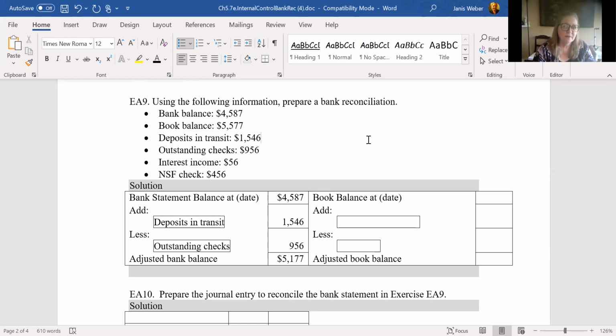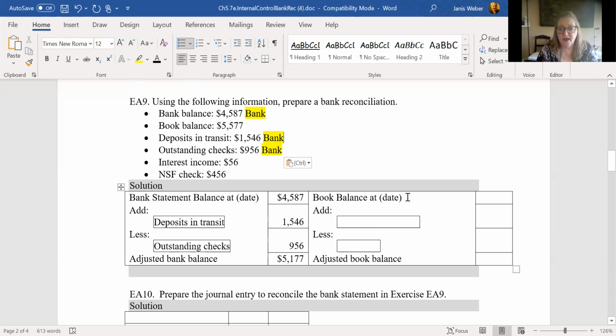So now we're going to reconcile the book side and see if we come to the same number. Most of the time, the easiest thing to do, if they give you all this information, is to mark which side of the reconciliation each item is going to affect. So I go through and mark the bank balance, the deposit in transit, and the outstanding checks as going on the bank side. The rest of them are going to go on the book side.